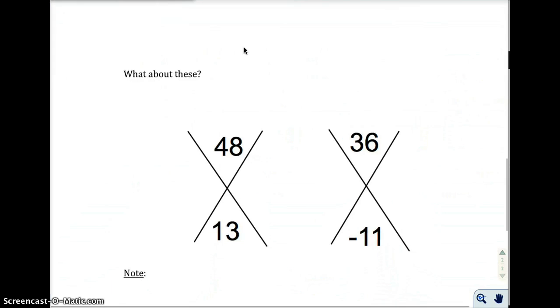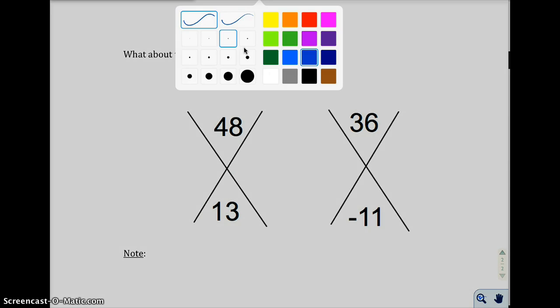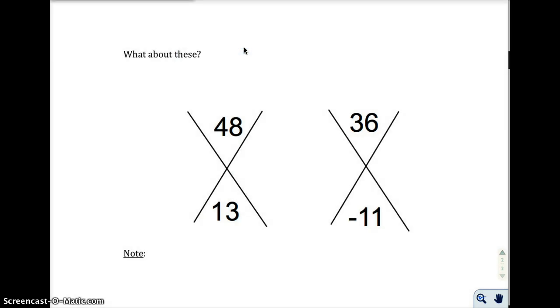Okay, turn the page over, and we looked at these. And I said, "What about these problems?" And so I'm going to go ahead and look at this and do the same way I did on the other side. 48. 1 times 48. 2 times 24. 3 times 16. 4 times 12. 5 won't work, 6 times 8, 7 won't work, and then I go to 8 times 6.